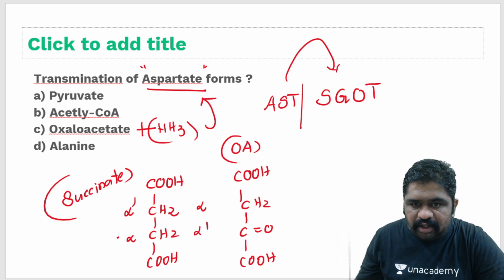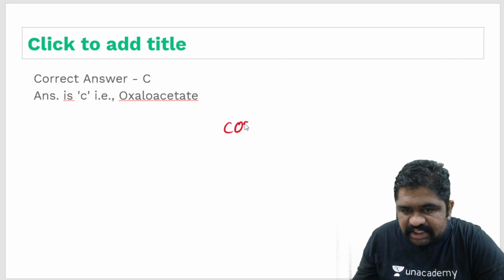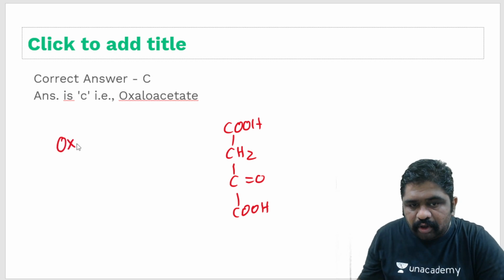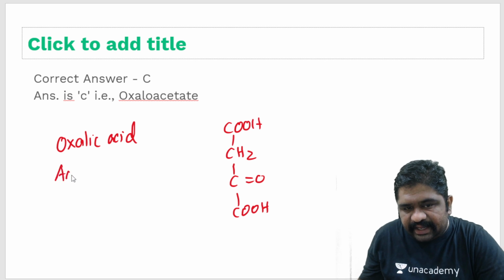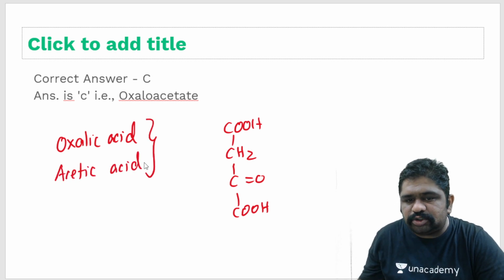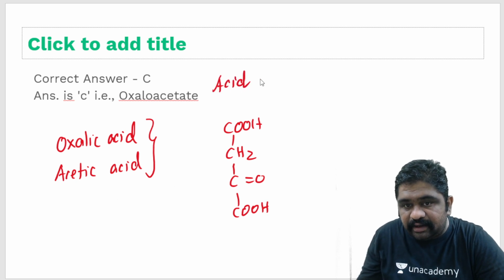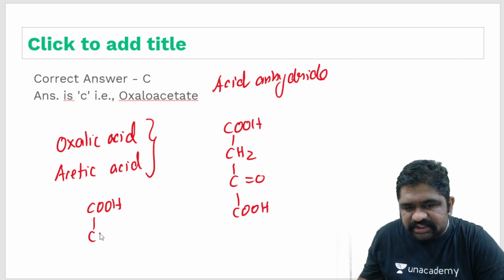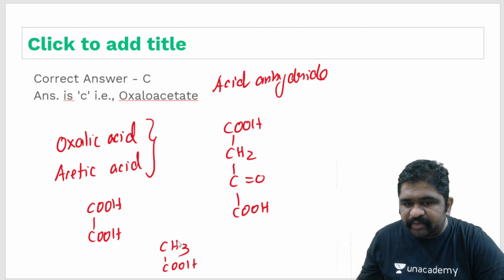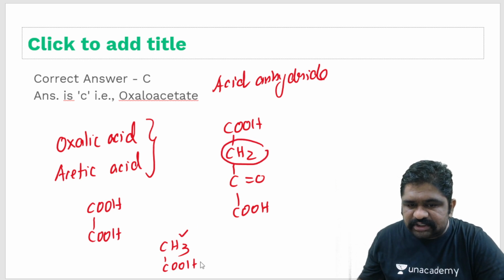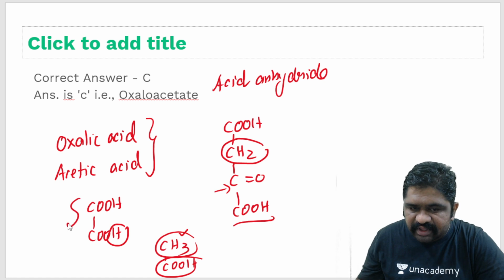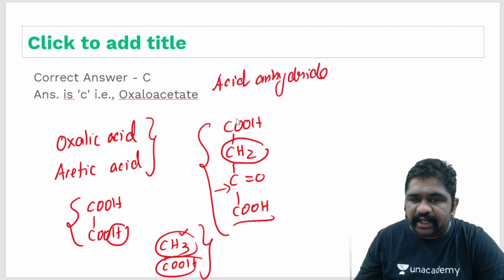Let me use a different slide here. When I speak about oxaloacetate, we can rewrite COOH, CH2, C double bond O, COOH, as a combination of oxalic acid plus acetic acid. Both the acids come together with loss of water. This is an example of acid anhydride. The formula for oxalic acid is COOH, COOH. The formula for acetic acid is CH3COOH. When I bring both of them together, you lose one hydrogen from here, so you get CH2COOH, and you lose an HO from here, so I get COOH, C double bond O here. You take these two carbons and these two carbons, and you get a 4-carbon compound.